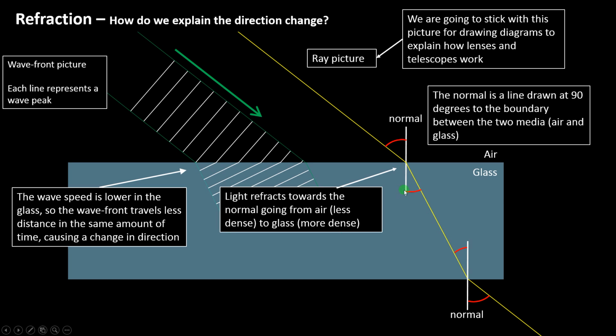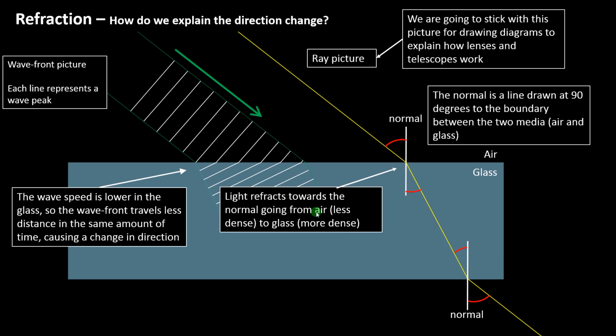When we talk about density here, we're not actually talking about mass divided by volume, which is the normal idea of density. There's something called optical density, which basically tells you how much the light slows down. But it behaves in a similar way in the sense that glass, plastic and water are all more dense than air, and they also have a higher optical density than air.